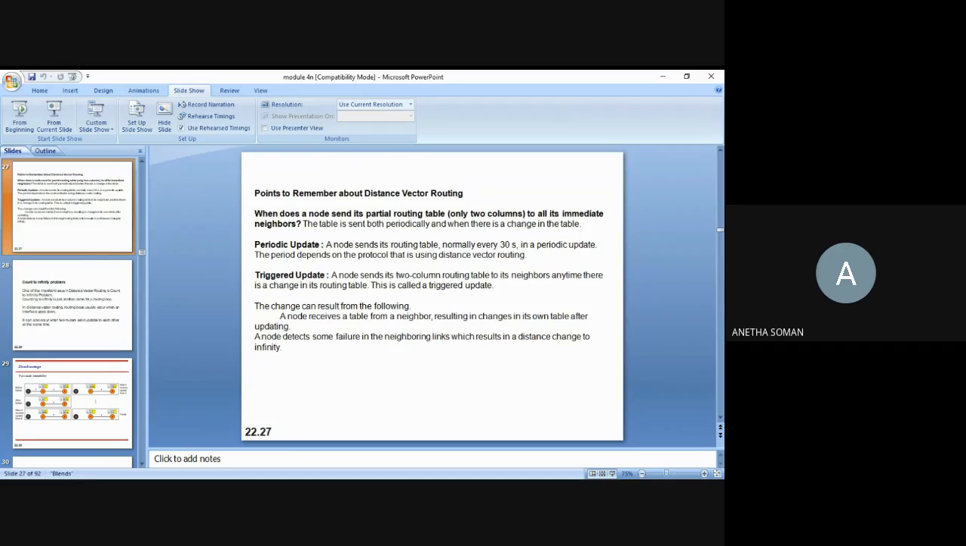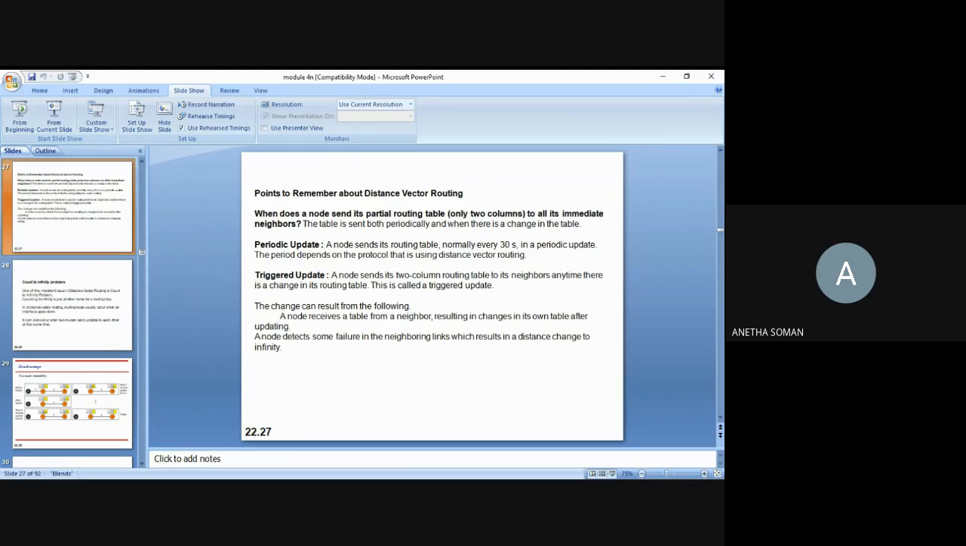Whenever a node is transferring its routing table information, and if you have a change in that, you will update your table, right? The second possibility is if you have a failure in the neighboring links. If you have a failure in the neighboring links, the distance will be counted as infinity, and that information will also be shared. That type of updation is called the triggered update.